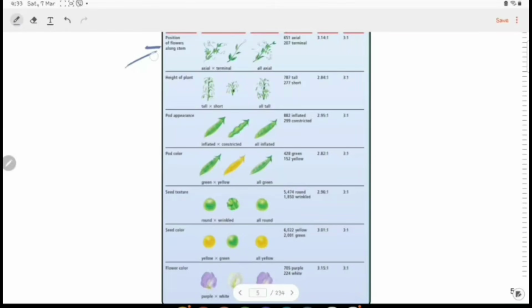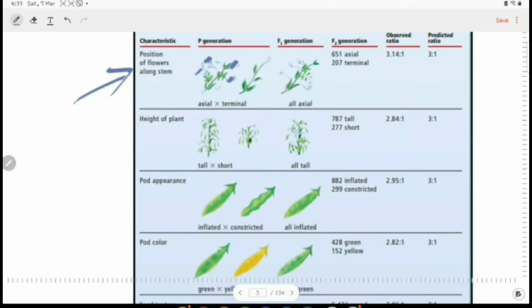The characteristics that he observed, we said 7. Number 1 is the position of the flower along the stem. If the flower looks like that, this is named axial. And if you can see it, it's on the top here. This is terminal. So we have axial and terminal. These are the traits for the position of the flower.